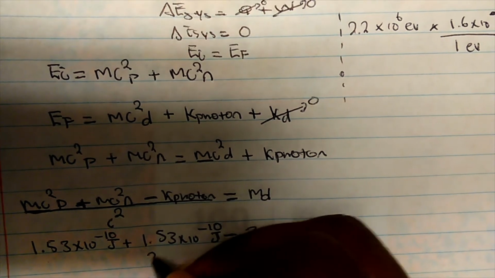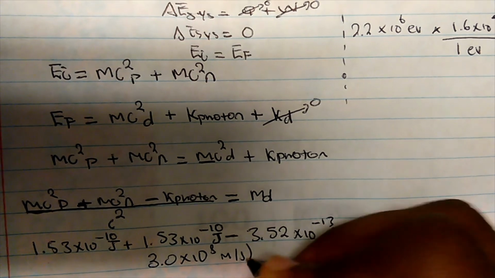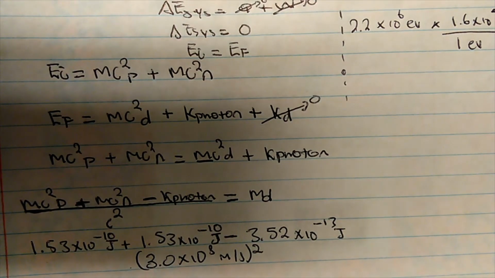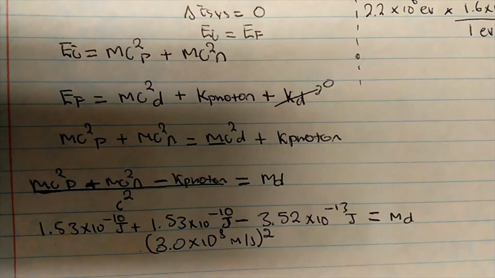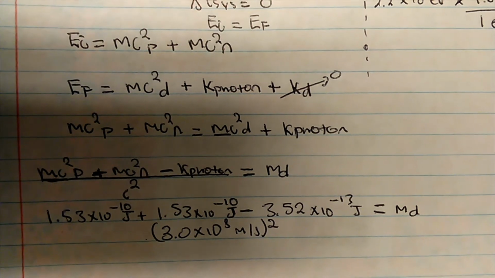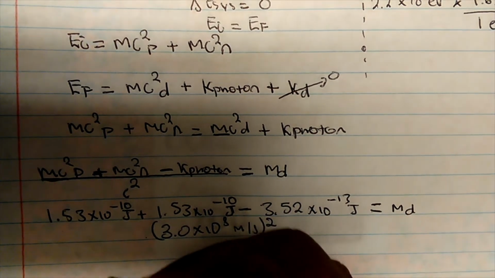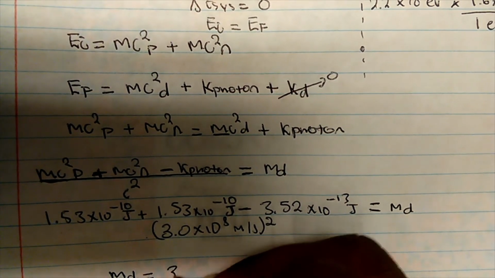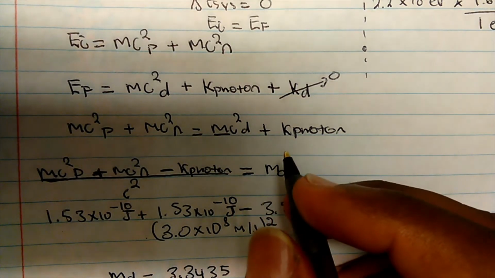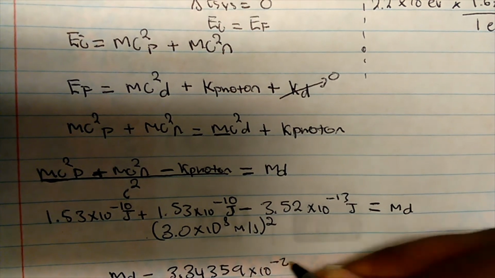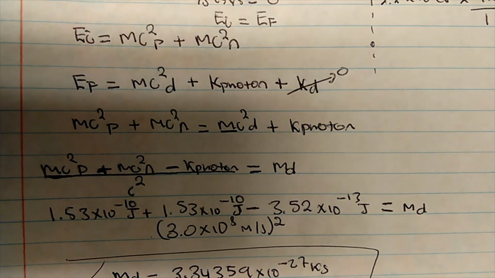And I divide all of this by the speed of light squared, 3.0 times 10 to the 8 meters per second, squared. That's in joules. So if I take all of that, that will equal the mass of the deuteron. If we subtract, add, and then divide, we get the mass of the deuteron to be 3.34359 times 10 to the negative 27 kilograms. So it's really small. Okay, so that's the idea.